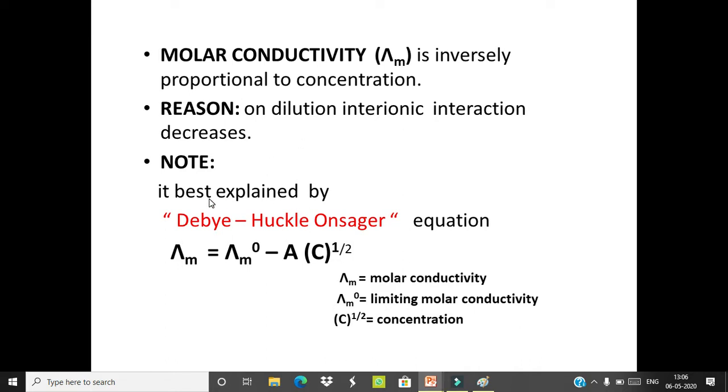Okay. And the variation of molar conductivity with concentration is best explained by the Debye-Hückel-Onsager equation, that states lambda m is equal to lambda m naught minus a times c to the power minus half. A is a constant and its value varies with the type of electrolyte. The concentration c is always in molarity.